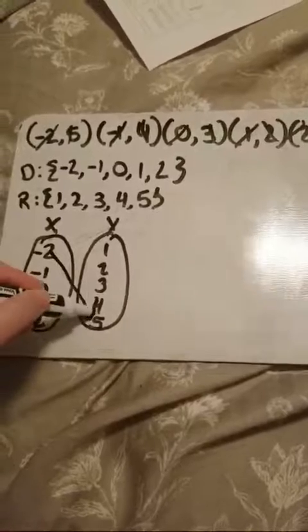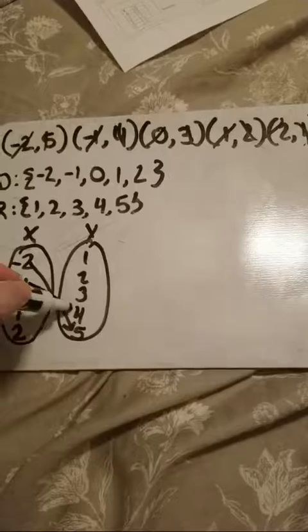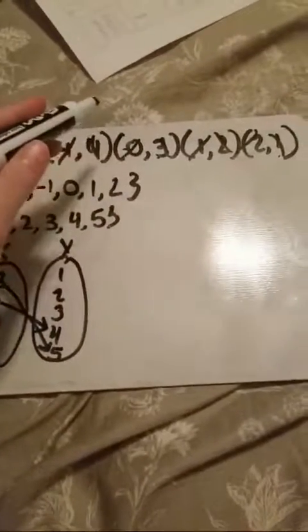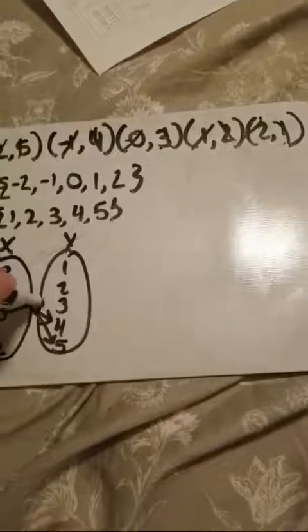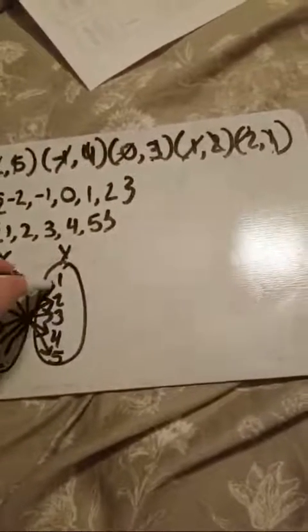Well, that was at 5, so I'm going to draw a line connecting them. I know that's good. -1 to 4, I'm going to take this and draw that line right there. 0 to 3, I'm going to take the 0 and connect it to a 3. 1 to 2, I'm going to take the 1, connect it to a 2. And 2, 1, I'm going to take this and connect it here.